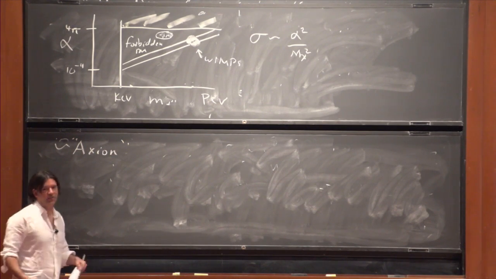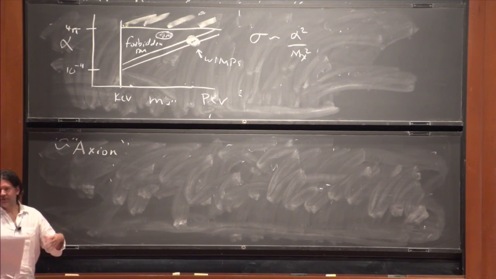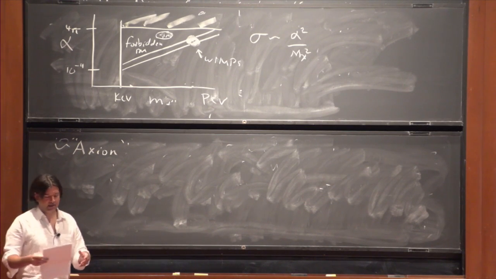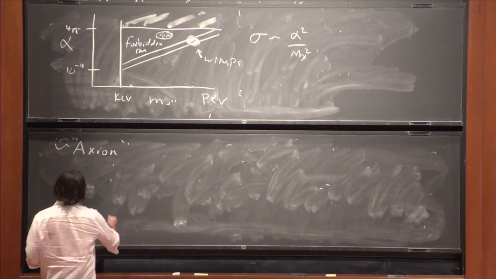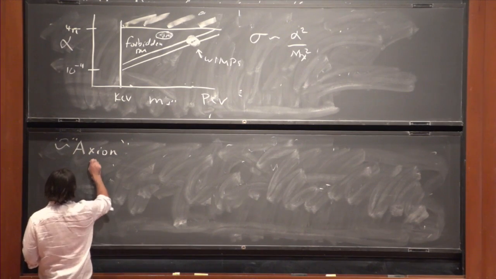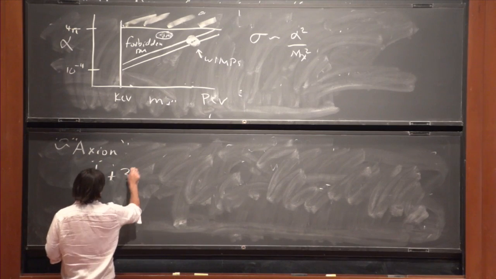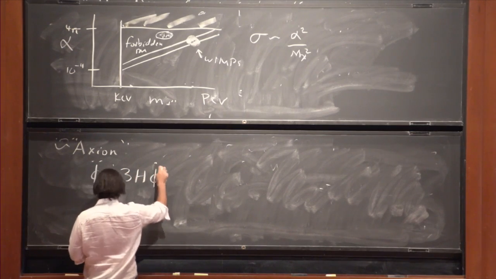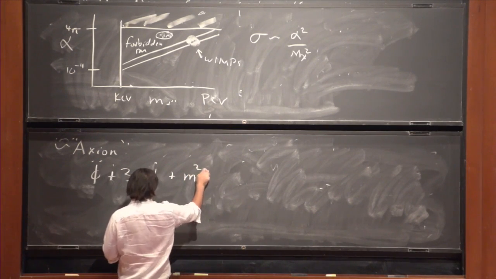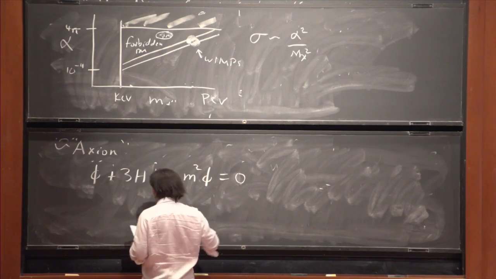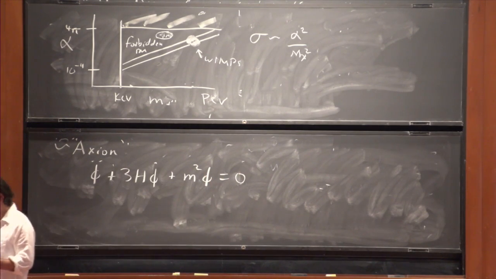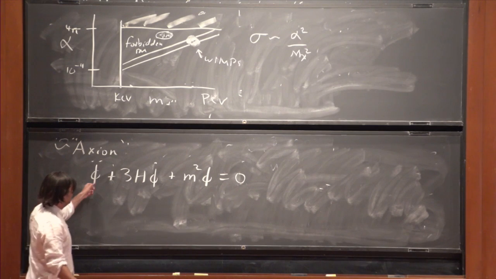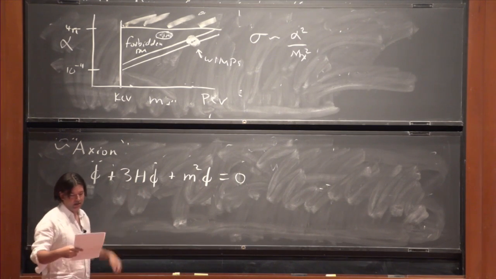And it's relevant not just for the axion, it's relevant for any type of coherently oscillating scalar fields for dark matter. So if you write the Klein-Gordon equation for a scalar field in an expanding universe, then it's the ordinary Klein-Gordon equation with this additional drag term.